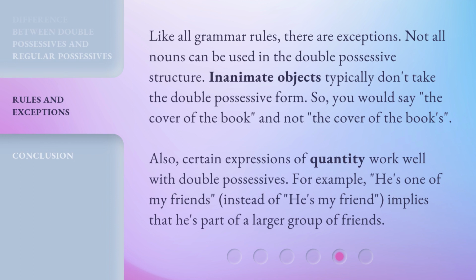Like all grammar rules, there are exceptions. Not all nouns can be used in the double possessive structure. Inanimate objects typically don't take the double possessive form. So, you would say, the cover of the book, and not, the cover of the books. Also, certain expressions of quantity work well with double possessives. For example, he's one of my friends, instead of, he's my friend, implies that he's part of a larger group of friends.